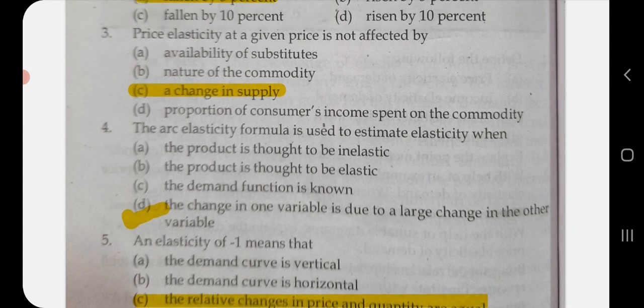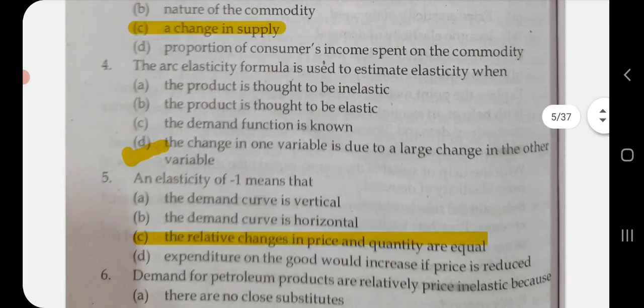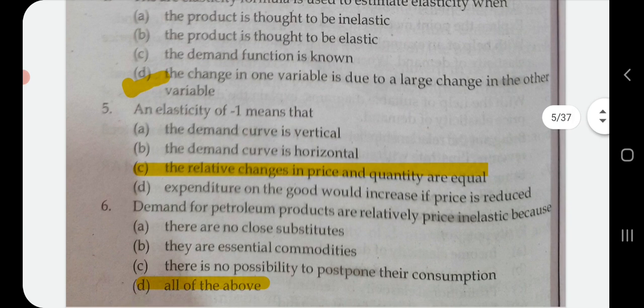Fourth question, the arc elasticity formula is used to estimate elasticity when, and the answer is the change in one variable is due to large change in the other variable. Okay. Next, fifth question, arc elasticity of -1 means the relative change in price and the quantity are equal.